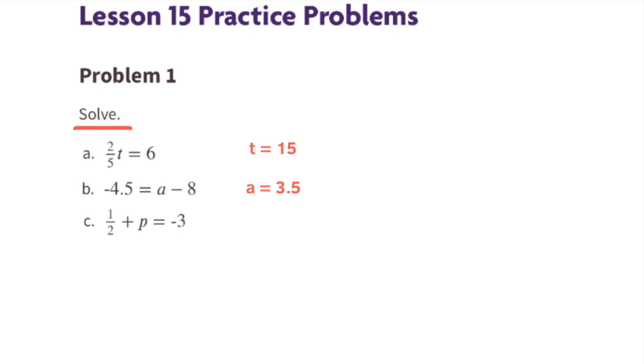C. 1/2 plus p equals negative 3. Let's go to the left side of the equal sign. We want to get the p by itself, so we have to subtract 1/2 from both sides. On the left side, the value of p is 1p, or p, and on the right side we have negative 3 minus 1/2. That's a total of negative 3.5. The value for p is negative 3.5.